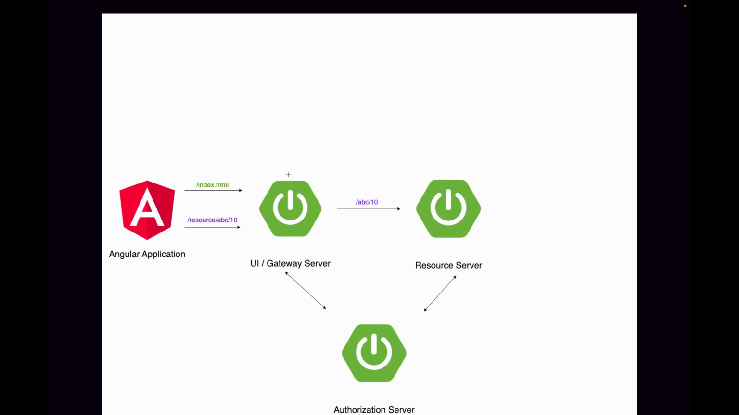So in the OAuth 2.0, the workflow is we get an authorization code from authorization server. Then again, we exchange that code with authorization server for an access token. And then we send that access token to the resource server. And then resource server communicates with authorization server to validate that access token. And if everything is fine, then resource server allows us to access the resources. Now in the next videos, we will serve Angular applications from this UI or gateway server, and then this architecture will be complete. So that's for the next videos.